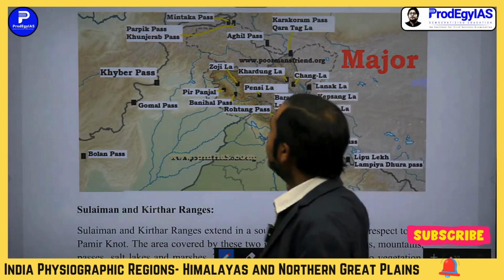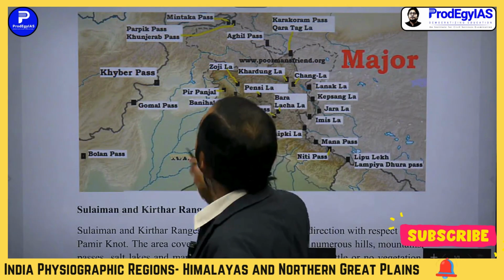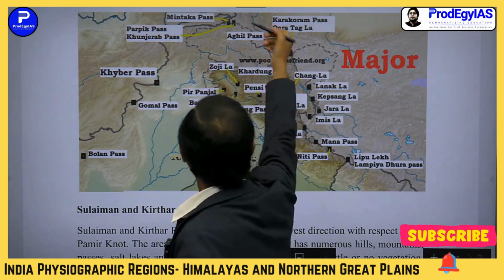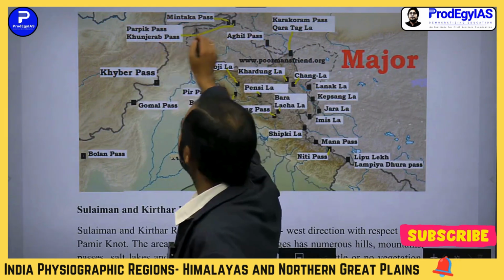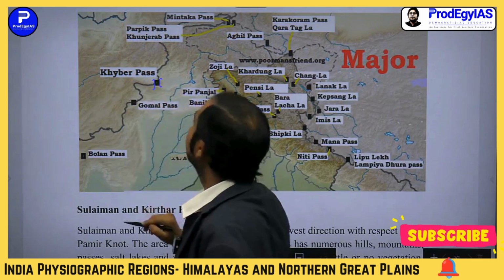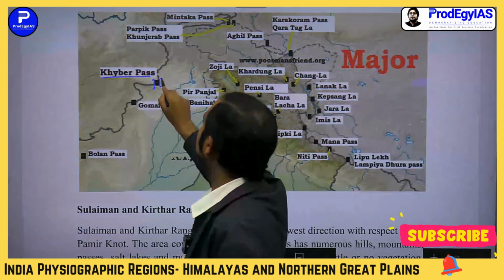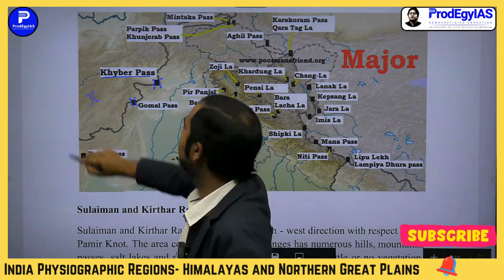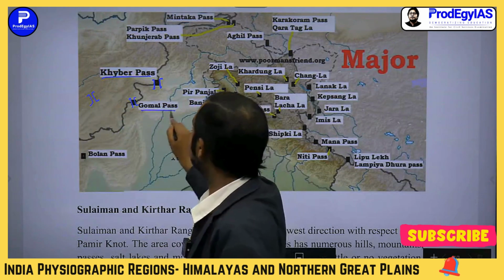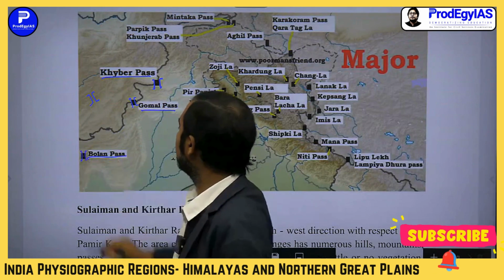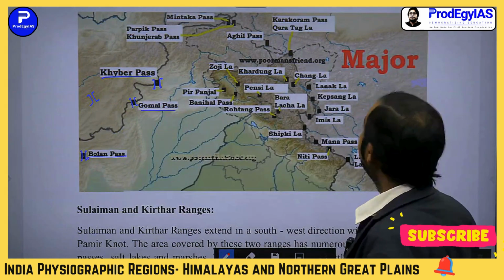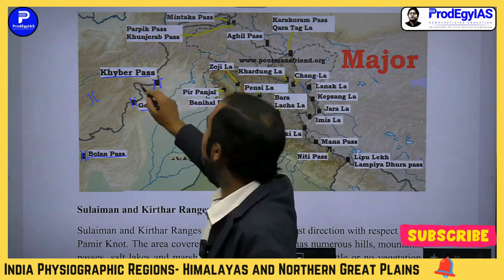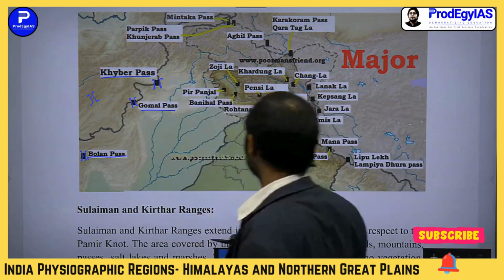Here the major important passes are shown. We'll focus on this part of the map. Starting from here, they are not such important passes. We are talking about this pass, Khyber Pass, in the Hindu Kush range. Passes are shown by this symbol. Then Gomal Pass, Bolan Pass. These are important passes. We will study them later on. So in this part, locate Khyber, Gomal, and Bolan Pass.